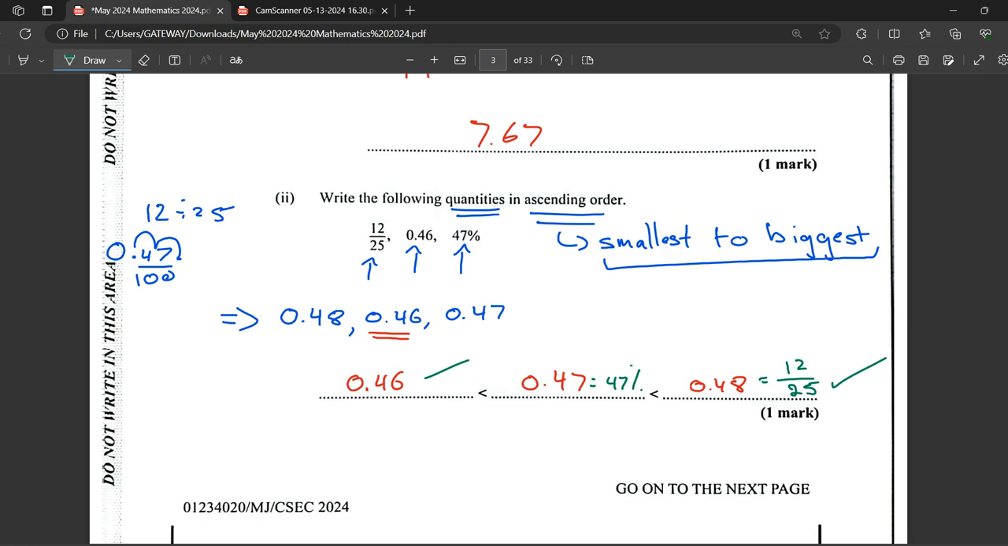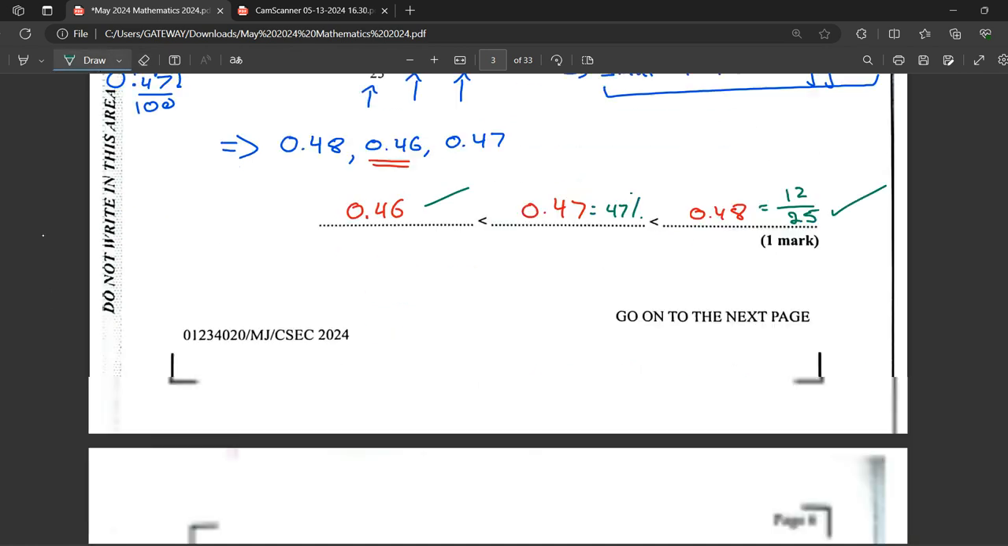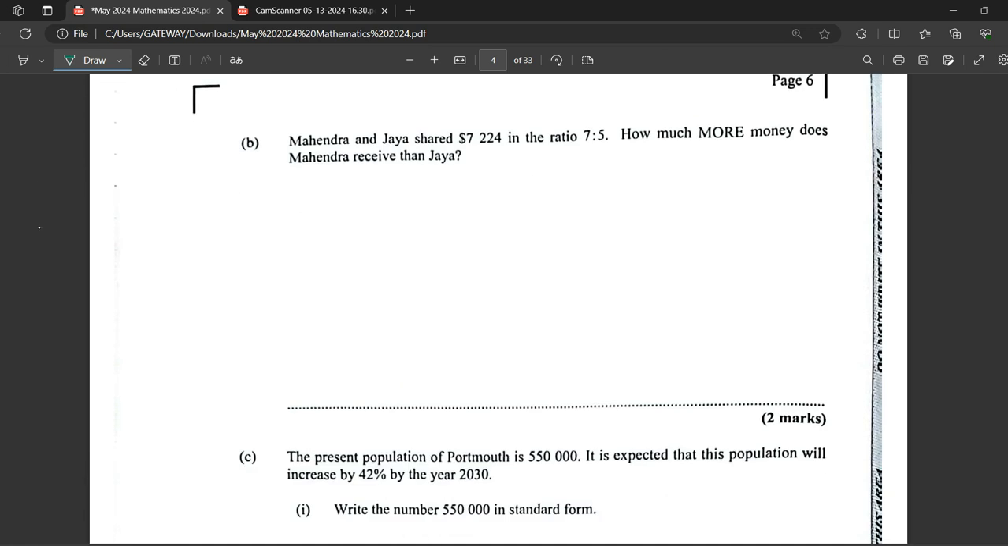So you could just write the given terms there from smallest to biggest. But this is how it's identified. And the next way you can identify it, just convert these two terms here to percentage and compare it to the 47%. And then state it from smallest to biggest. Right? It doesn't really matter, once you state it from smallest to biggest.